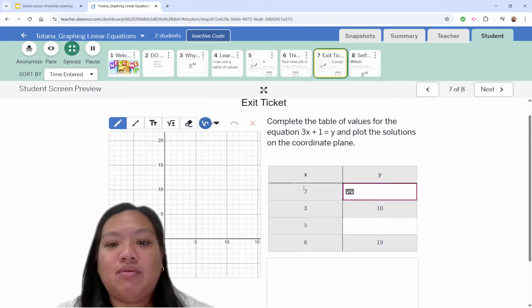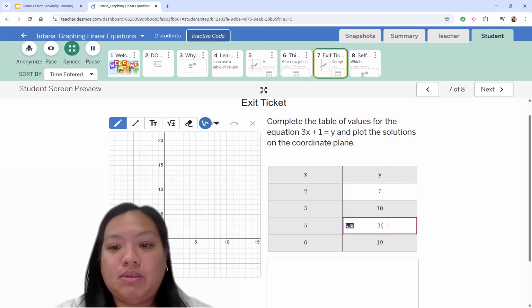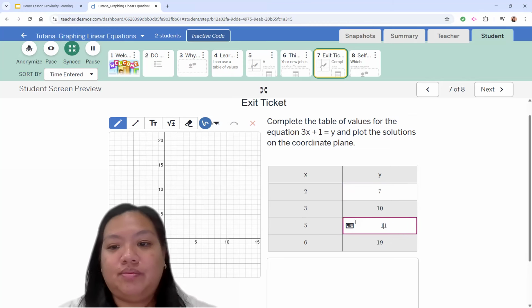So since your value of x here is 2, that's going to be 2 times 3, that's 6, plus 1, that's 7. And then here for 5, that's going to be 3 times 5. I'll just write that one here. Plus 1, which is equal to 16. Okay, so I'll just write 16 here. There we go.